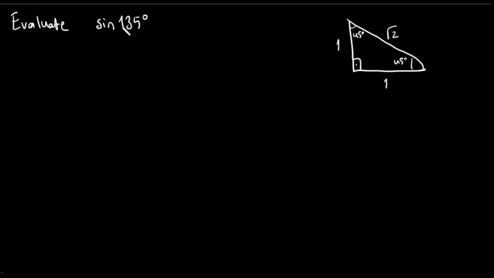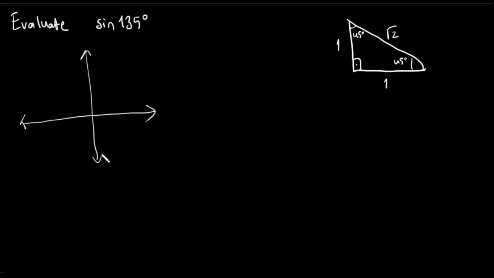But here we have sine of 135 degrees. This is an obtuse angle, so we can make it an acute angle. But now the value of the sine is going to be positive or negative. That's important. So I'm going to show you step-by-step instructions for that, okay?